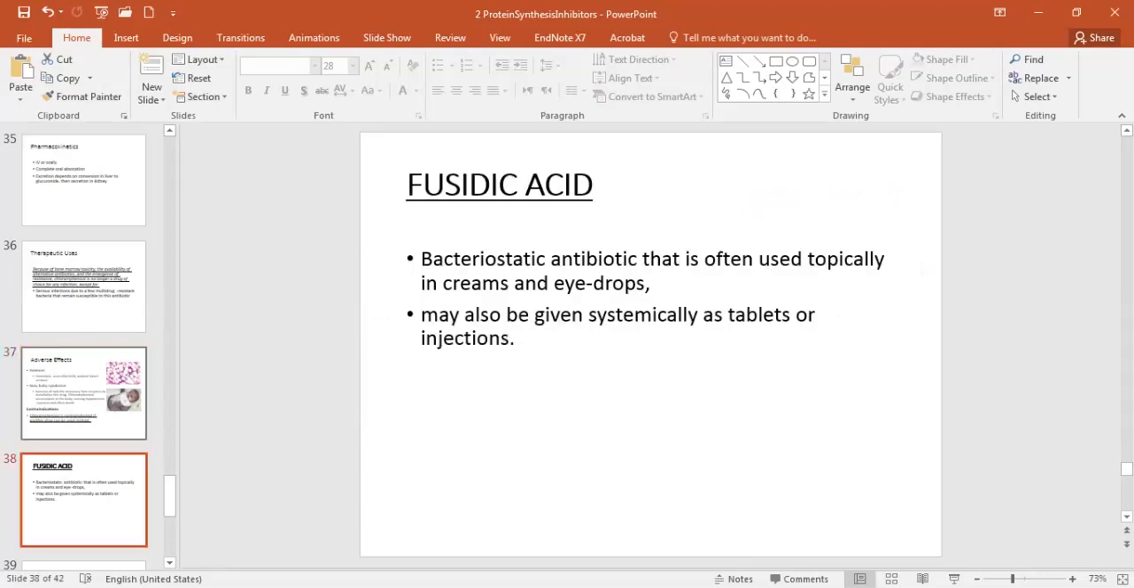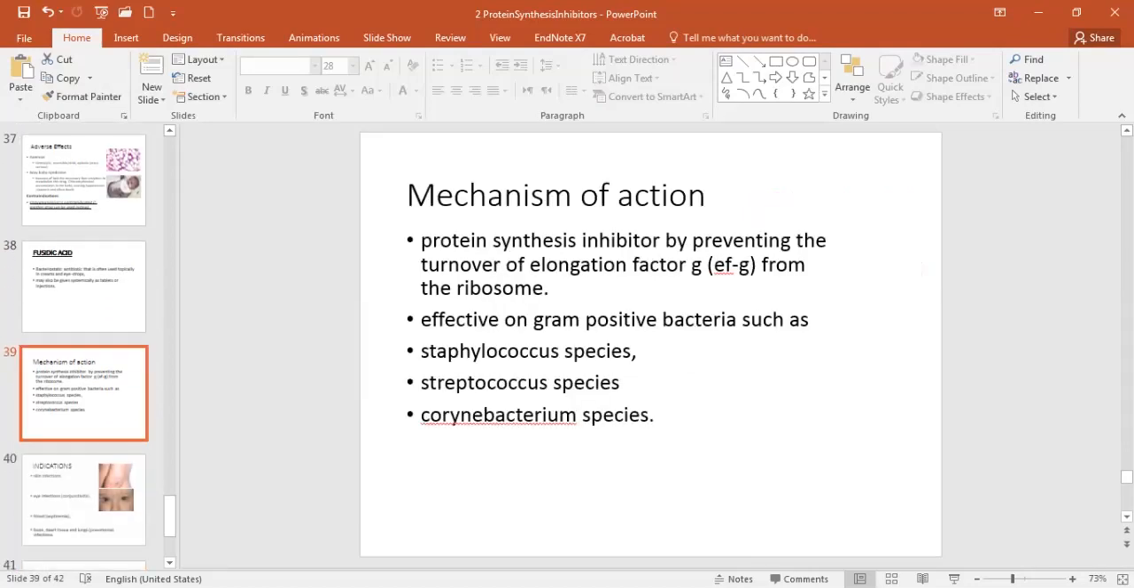Now let's move on to fusidic acid. This is a bacteriostatic antibiotic that is often used topically in creams and eye drops. It is used mostly topically. It may be given systemically as tablets or injections. Mechanism of action: it is a protein synthesis inhibitor by preventing turnover of elongation factor G, abbreviated EFG, from the ribosome. It's effective for gram-positive bacteria such as Staphylococcus species, Streptococcus species, and Corynebacterium species.